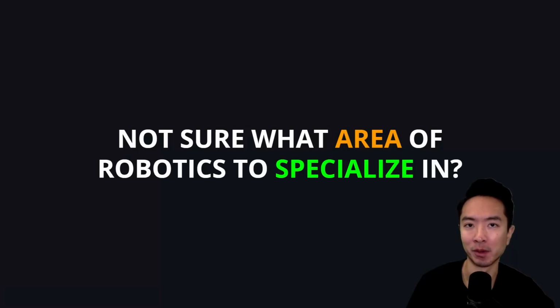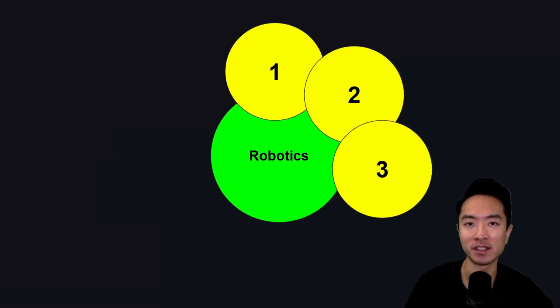Not sure what area of robotics to specialize in? Let's go over 7 main fields in robotics software.